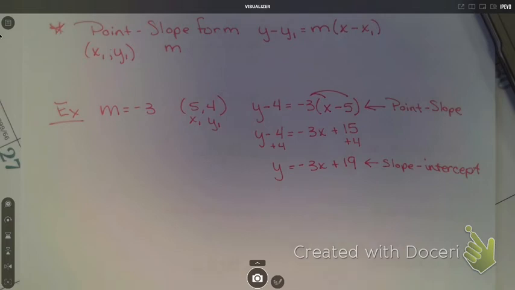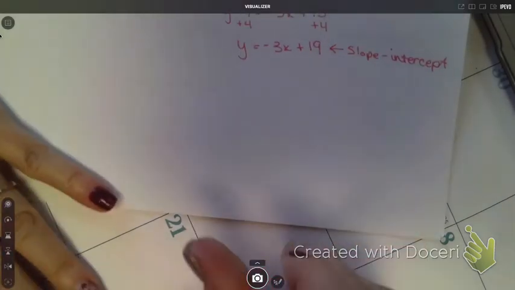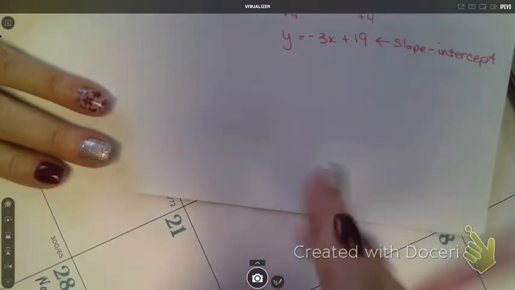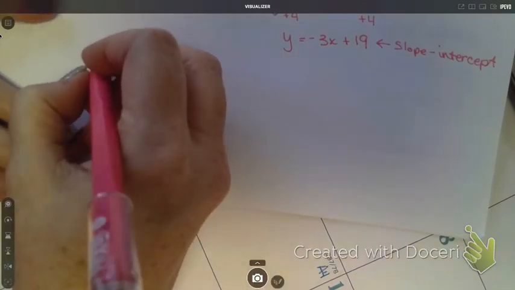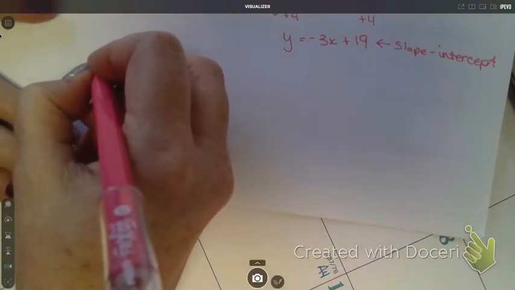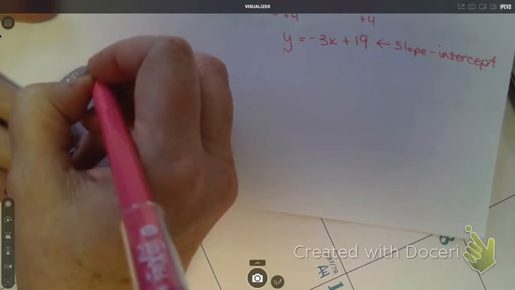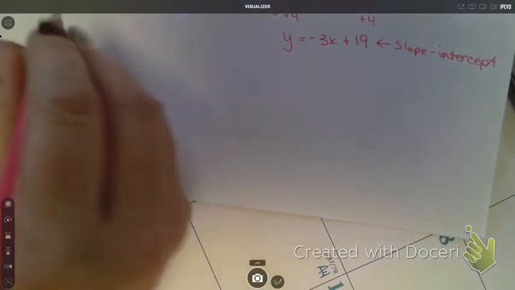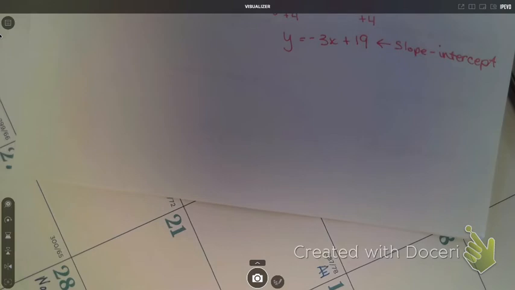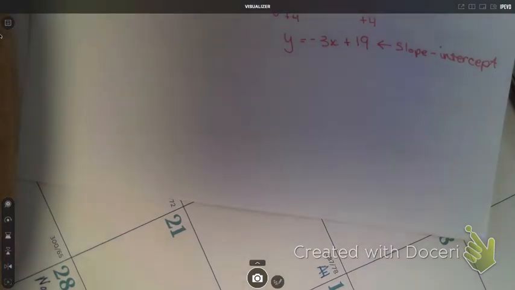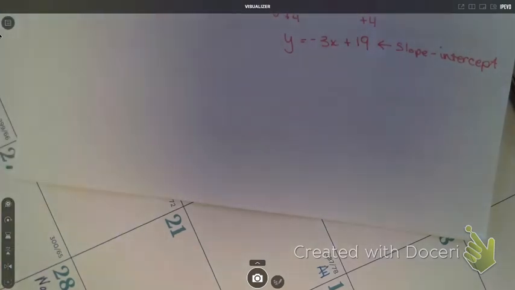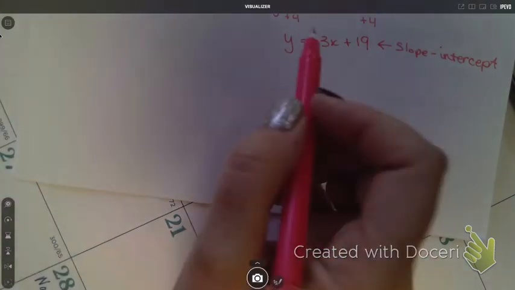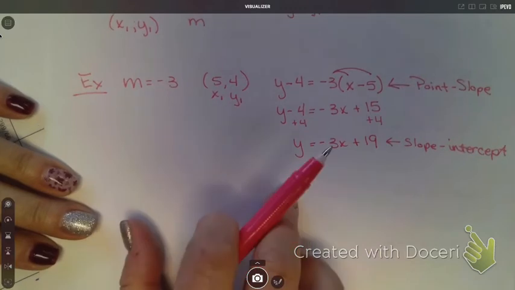Other questions? Okay, next example. I'm checking because I don't want to go further than I need to today. I think we just stopped there. You gave us enough to do. Well, you're going to do parallel and perpendicular tomorrow. So I'm going to do one more of these with you, and then we'll let you go.